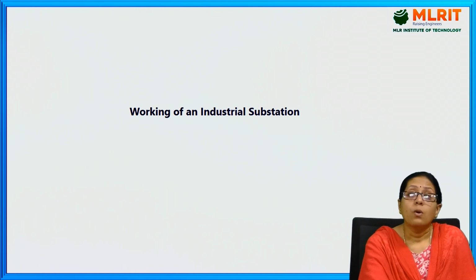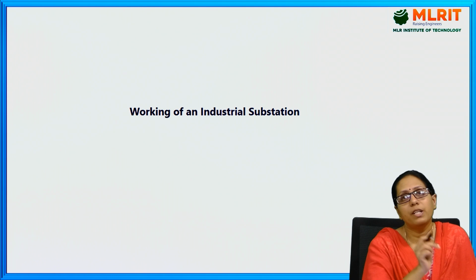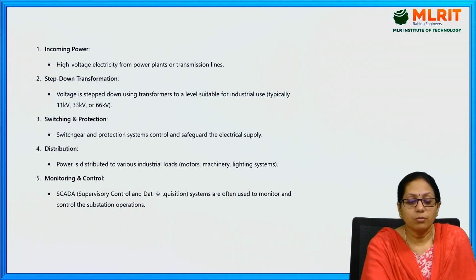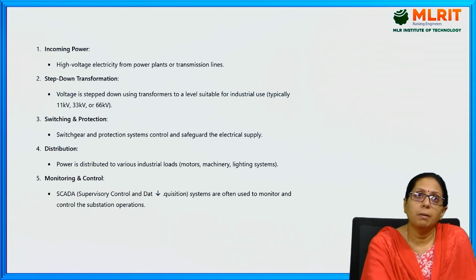Next one is working of an industrial substation. What is the working of an industrial substation? The first one is incoming power. The second one is step down transmission, switching protection, distribution, and monitoring and control. So, first one, incoming power.